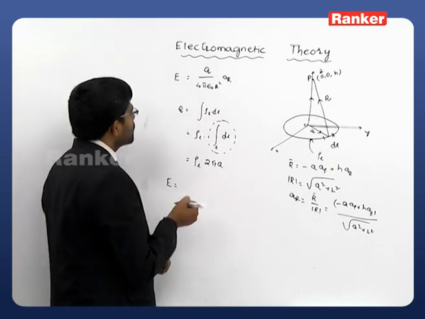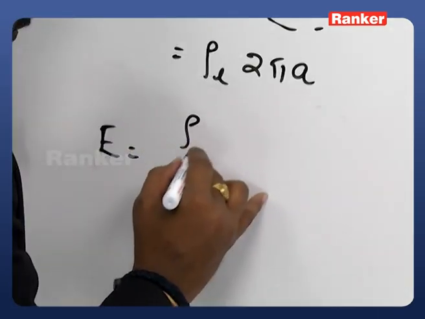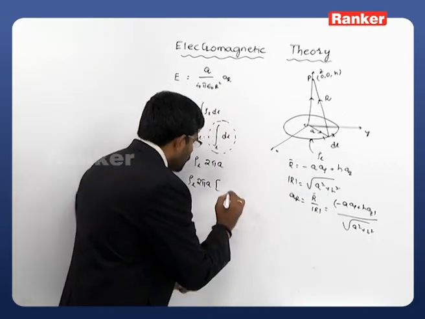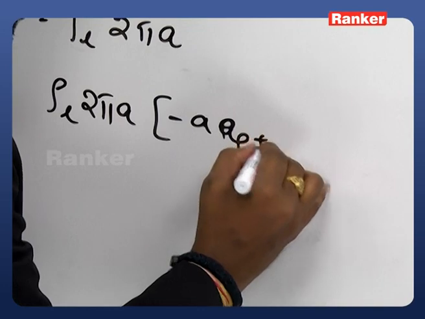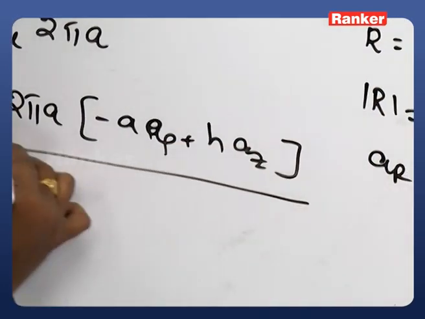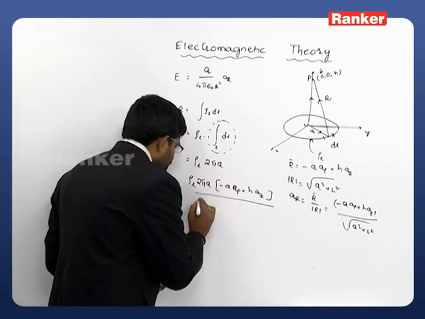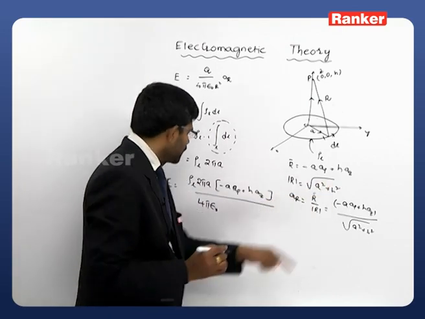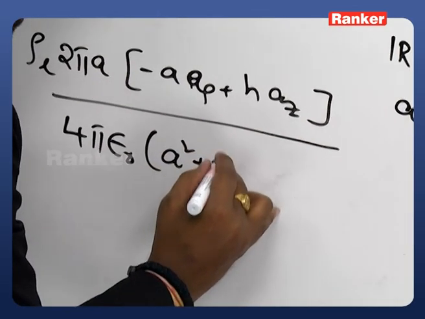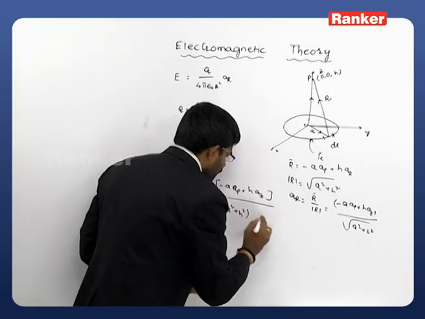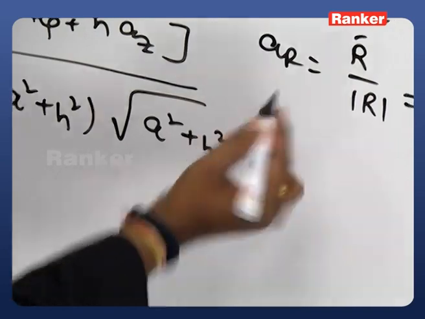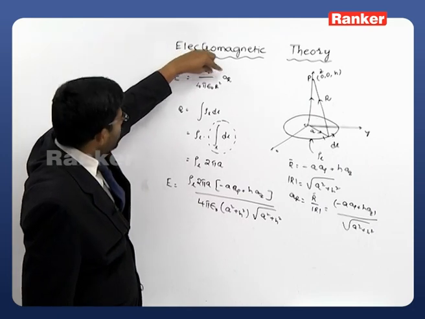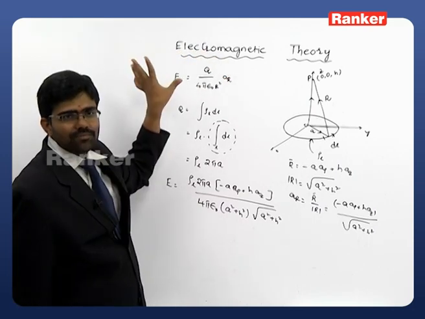So what is our electric field intensity? Electric field intensity is equal to Q, which is rho L 2 pi A, into a_R. a_R is minus A a_rho plus H a_z divided by the under root of A square plus H square, divided by 4 pi epsilon naught R square, where R square is A square plus H square. What I did is I took the equivalent of this Q, the equivalent of a_R, and the equivalent of R, and substituted here.